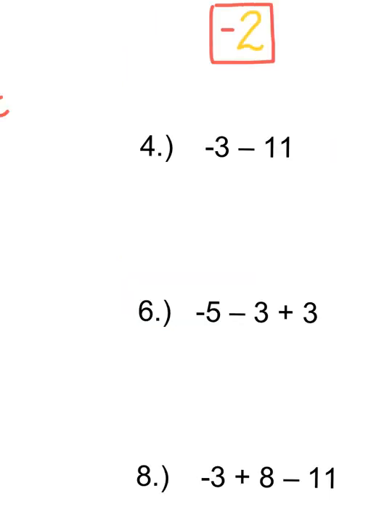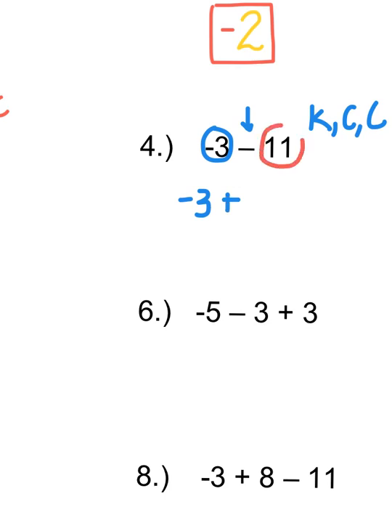On number 4, we have another subtraction, so we'll keep, change, change. Keep the first number the way it is. Change the subtraction sign to an addition sign. Now look at the second number. It's 11, so we will change that to -11. Now we have an addition problem. For addition problems, we look and see if the signs are the same. The signs are the same, so we add. That would be 14, and we keep the sign. It would be -14. Box your answer.